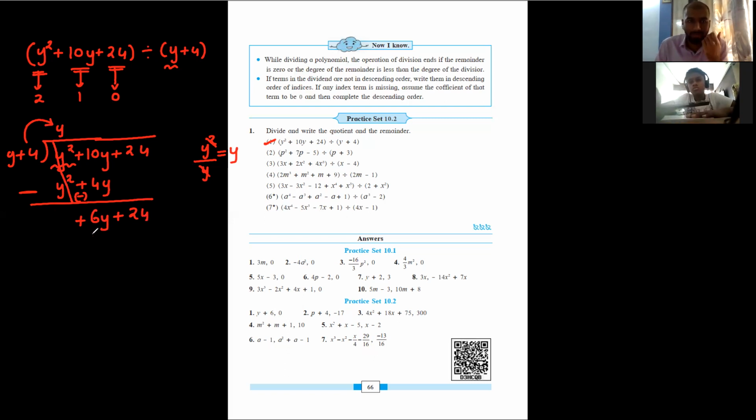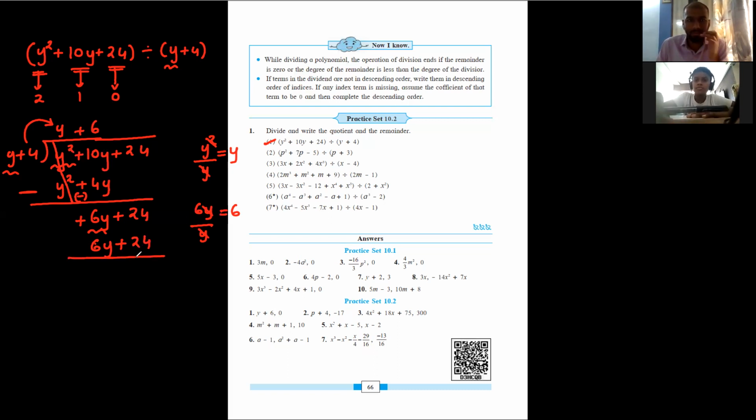Next, you have to eliminate 6y. You will eliminate 6y with the help of y. So over here, y and this y will get cancelled. Your answer will be only 6. So at the top it will be 6. Y into 6 is 6y. Plus into plus will be plus. 4 into 6 will be 24.